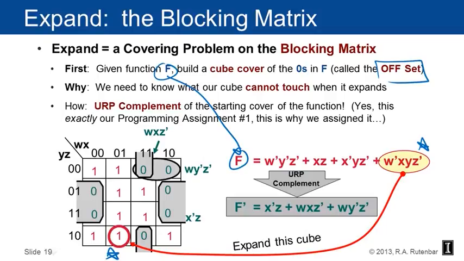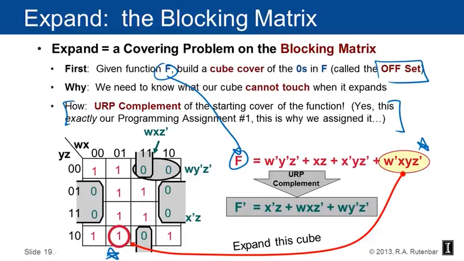So how do you actually build a cover of the offset? And the answer is VLSI CAD Logic to Layout MOOC Programming Assignment number 1. How about that? The URP complement algorithm that we're having you implement, for those of you shooting for the mastery track in this class, the URP complement using a PCN cube notation, this is exactly this step in Espresso. For real. This is exactly this step in Espresso. This is why we made you do it.